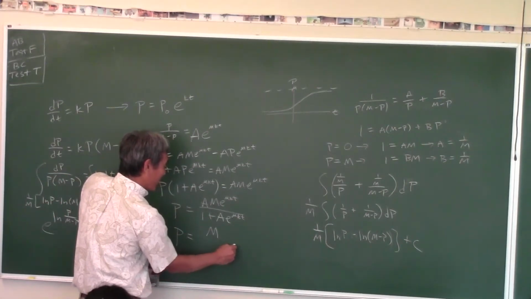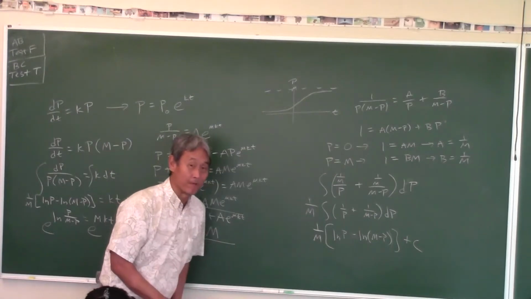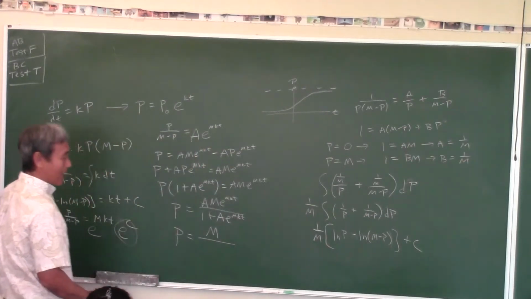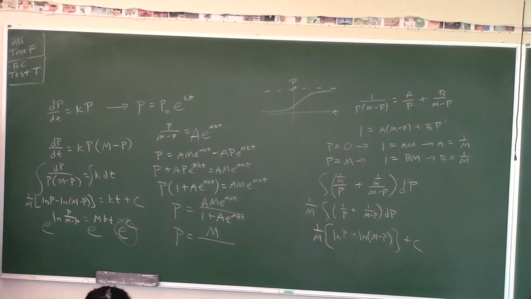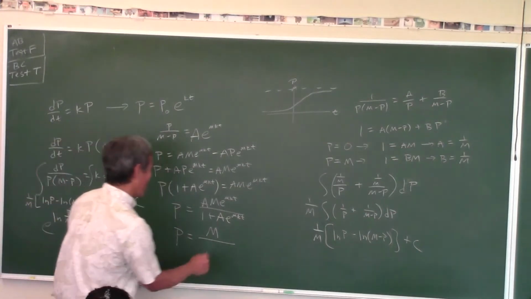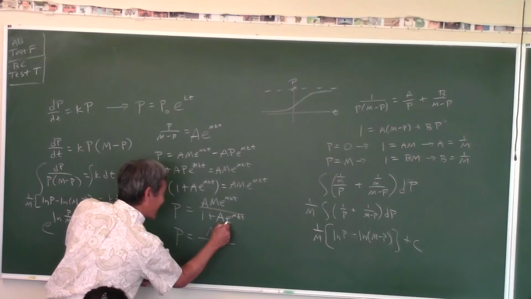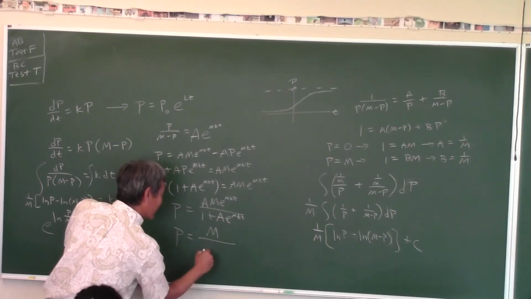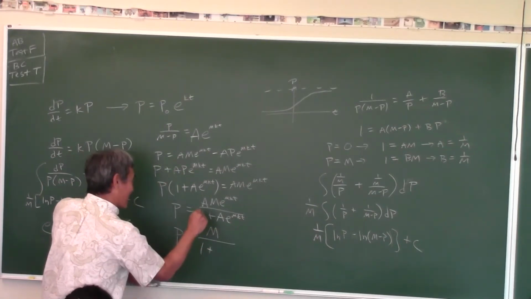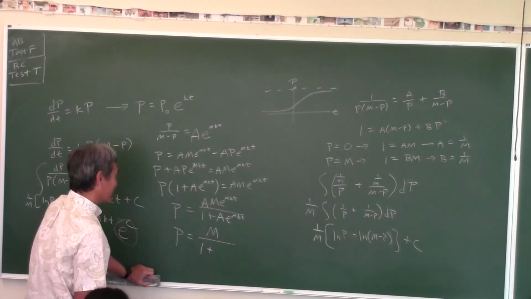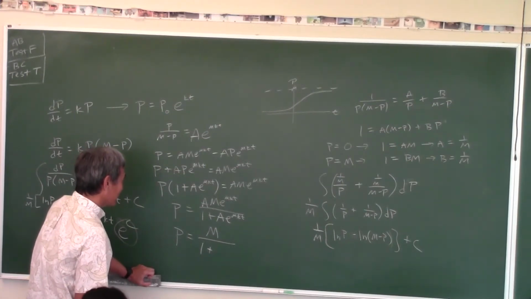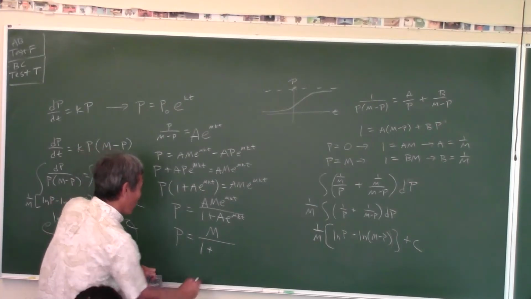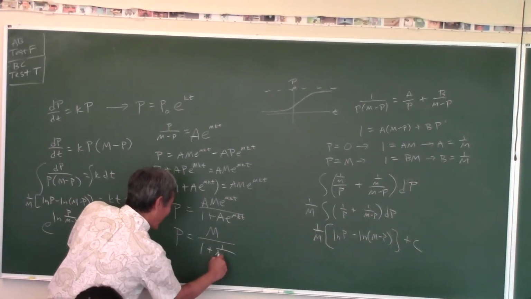In the book, the numerator is just M, all by itself. How can I get an M all by itself in the numerator? Divide top and bottom by A e to the MKT. So what happens if I divide that by A e to the MKT? You get 1. And what happens when I divide this by A e to the MKT? What are you going to get? A e to the negative MKT.